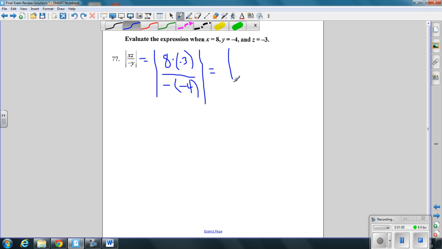So, the numerator, what's 8 times -3? -24. And this denominator, you can read it two ways. Minus -4 would be plus positive, or take the opposite of -4, which is still 4. What is -24 divided by 4? We get -6. And now that we're down to one integer, the absolute value of -6 is 6.